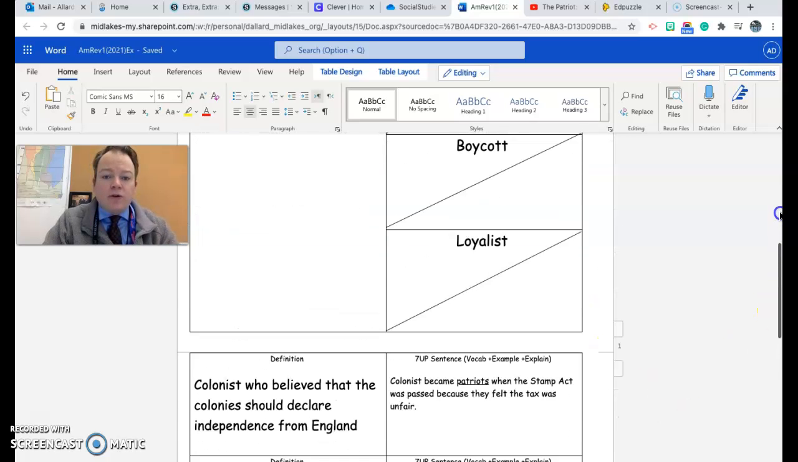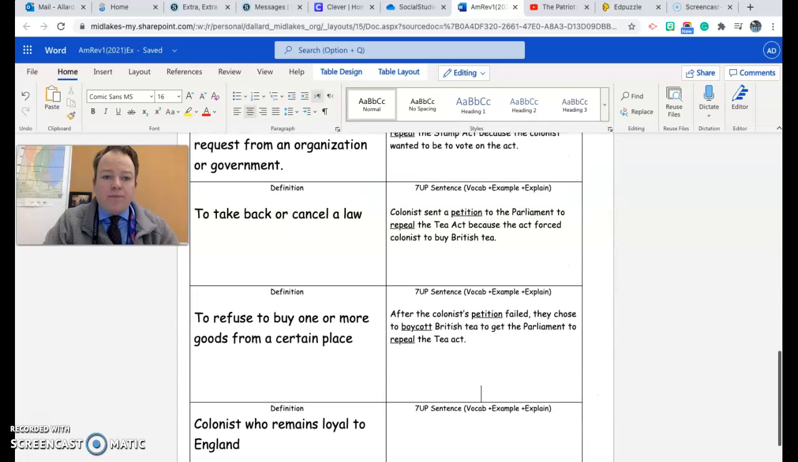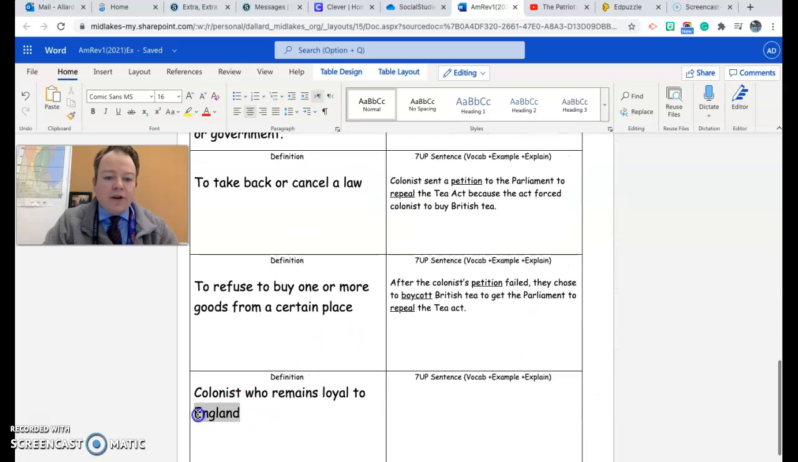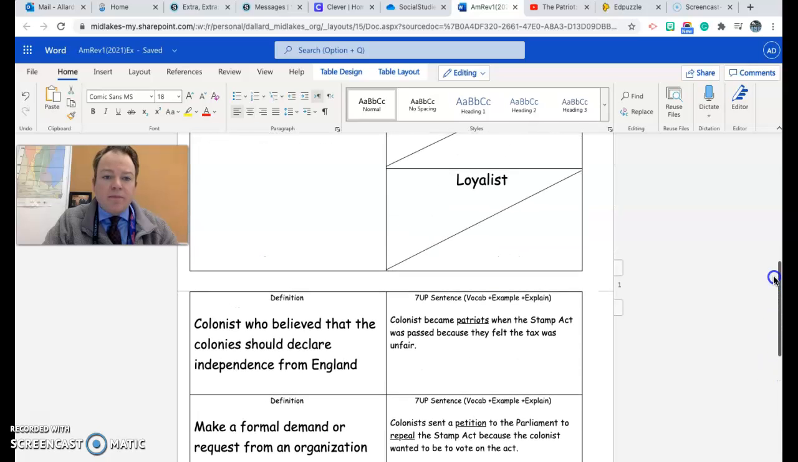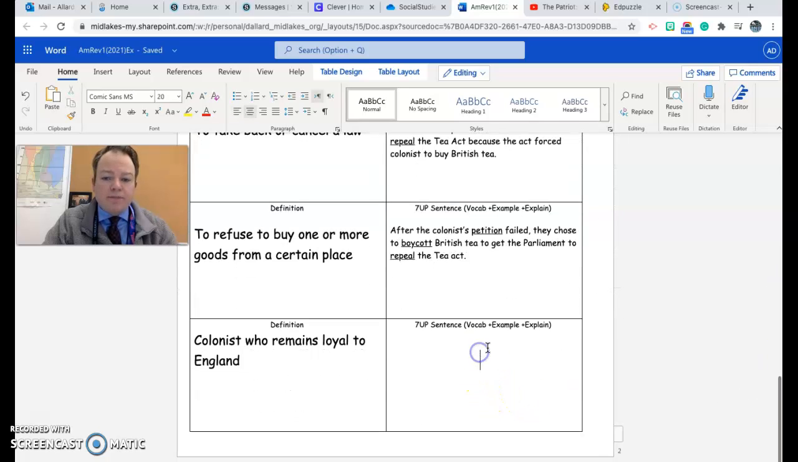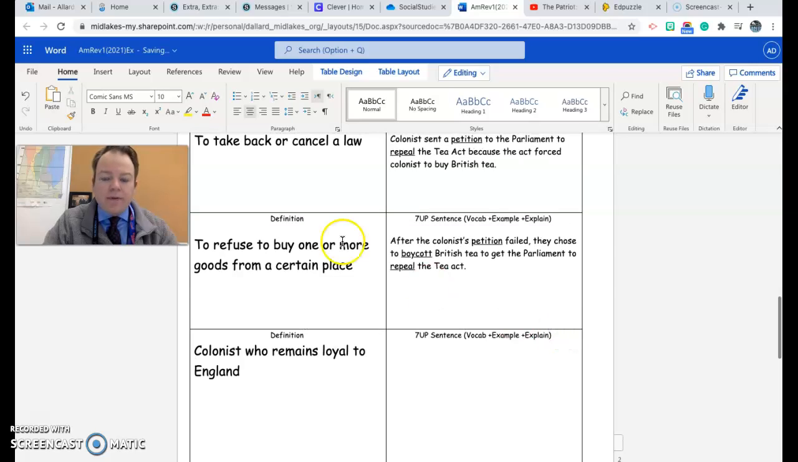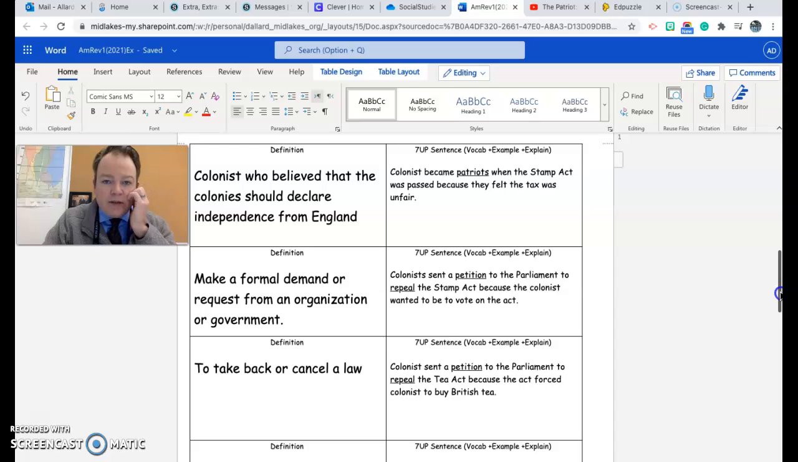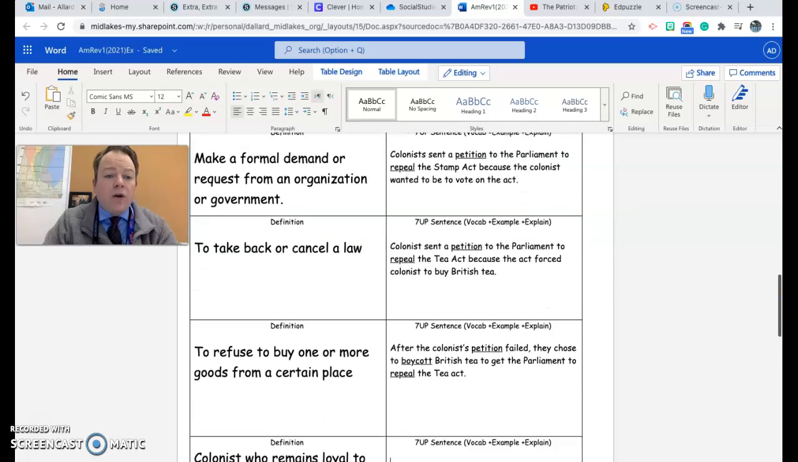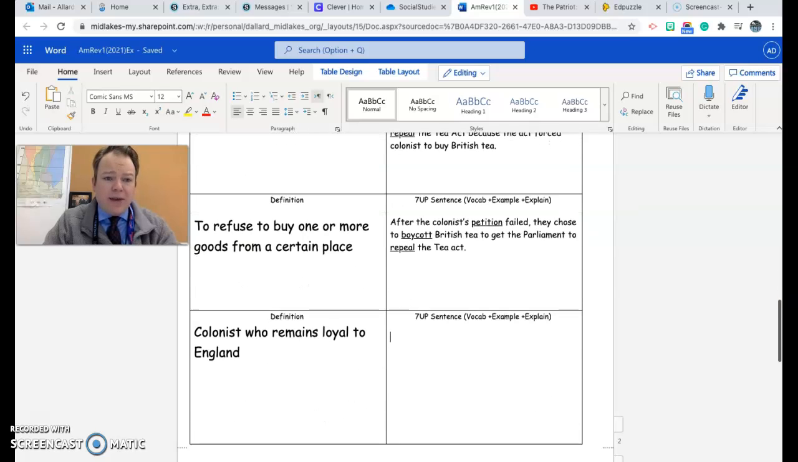All right. Colonists remain loyal to England, right? I think the easy one to go there is England. Put that one in there for my one-word definition. Come back down here. Give me my font a little bit bigger. Now I may want to look at my sentence for patriots. Colonists became patriots when the Stamp Act was passed because they felt the tax was unfair, right? Well, if you're loyalists, you're going to be against the Stamp Act? No. Why would they support the Stamp Act? Because they supported England. So that sentence we can then use, right?